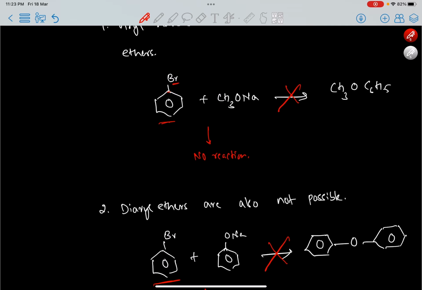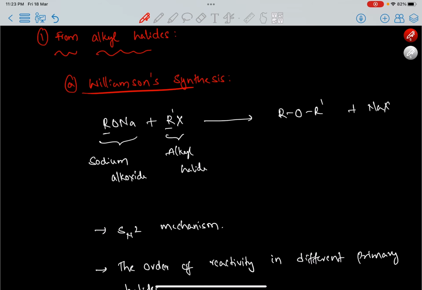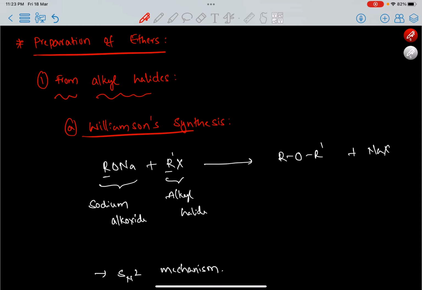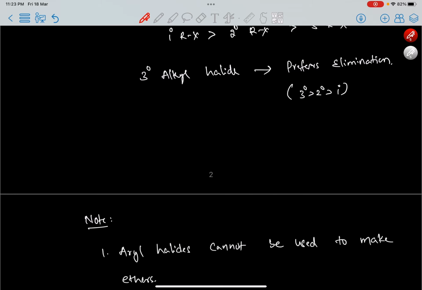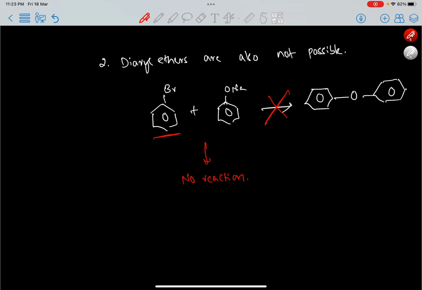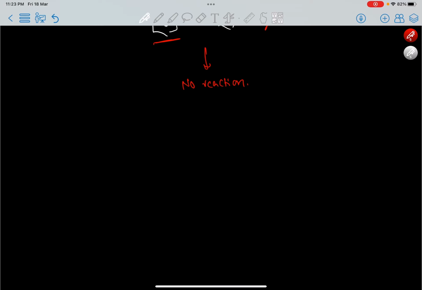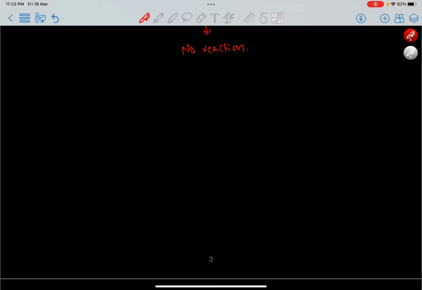So this is all about Williamson synthesis. These are some important points which need to be kept in mind. Till now we have done the first method of preparation of ether. Now let us talk about the second method of ether. Let me write B. That is from dry Ag2O, that is silver oxide.